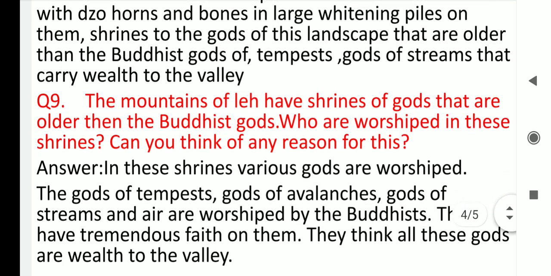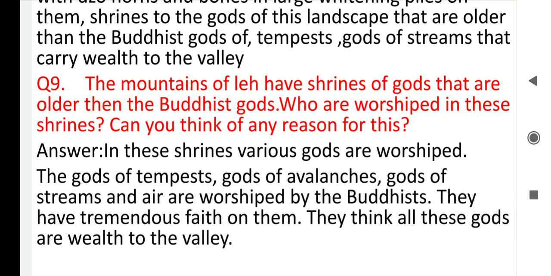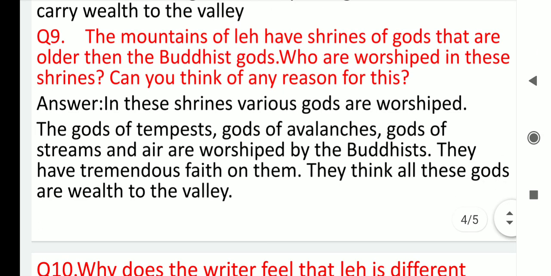Now, question number 9. The mountains of Leh have shrines of gods that are older than the Buddhist gods. Who are worshipped in these shrines? Can you think of any reason for this? Answer: in these shrines, various gods are worshipped. The gods of tempests, gods of avalanches, gods of streams and air are worshipped by the Buddhists. They have tremendous faith in them. They think all these gods bring wealth to the valley.